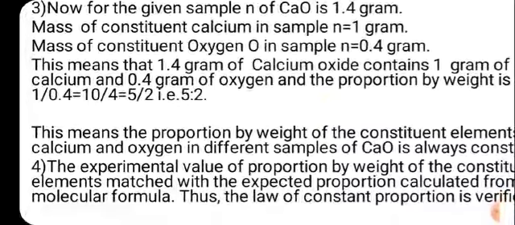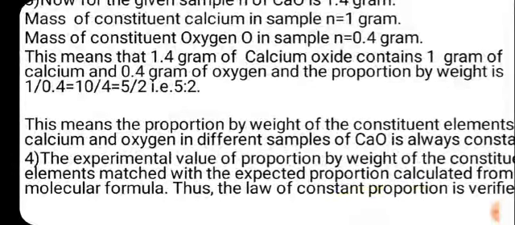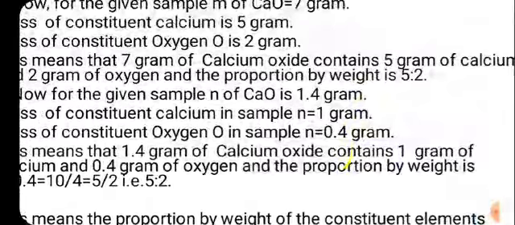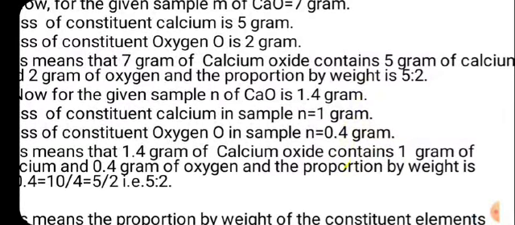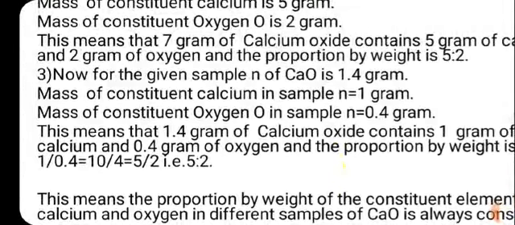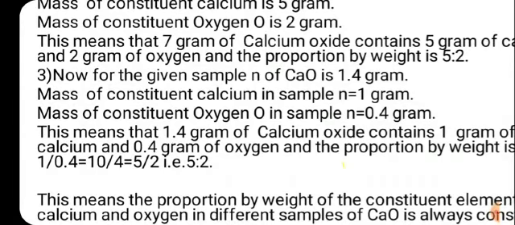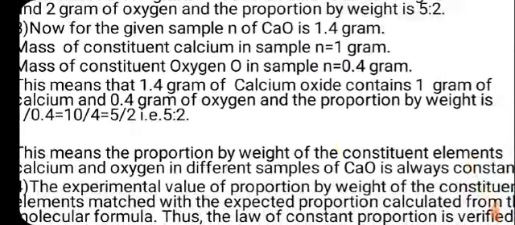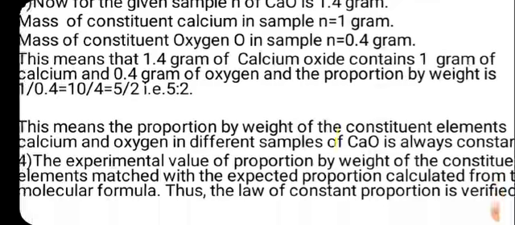This means the proportion by weight of constituent elements calcium and oxygen in different samples of calcium oxide is always constant. So in sample M we have got the ratio of calcium to oxygen as 5 is to 2, and in sample N also we have got the ratio of calcium to oxygen as 5 is to 2. So though the calcium oxide compound has been obtained from two different sources, the proportion by weight of the constituent elements calcium and oxygen is always constant, and that is equal to 5:2.